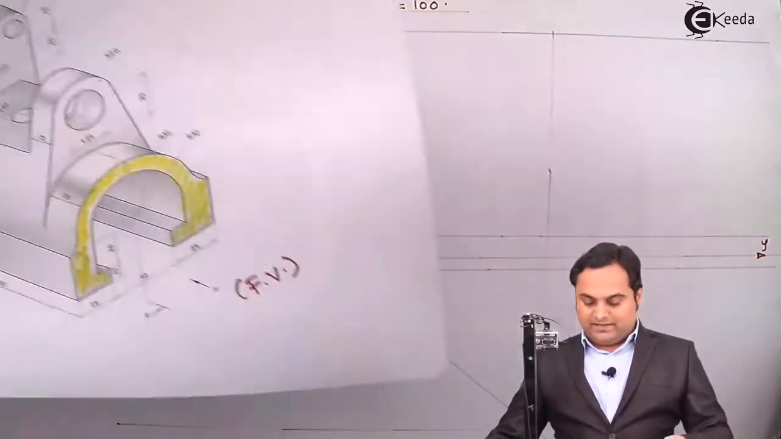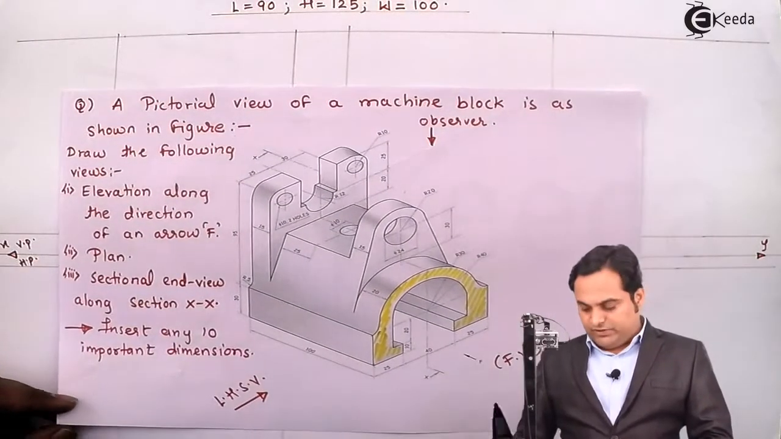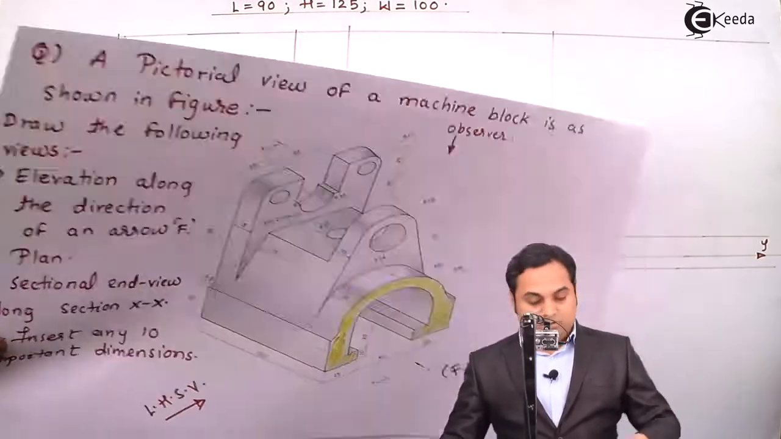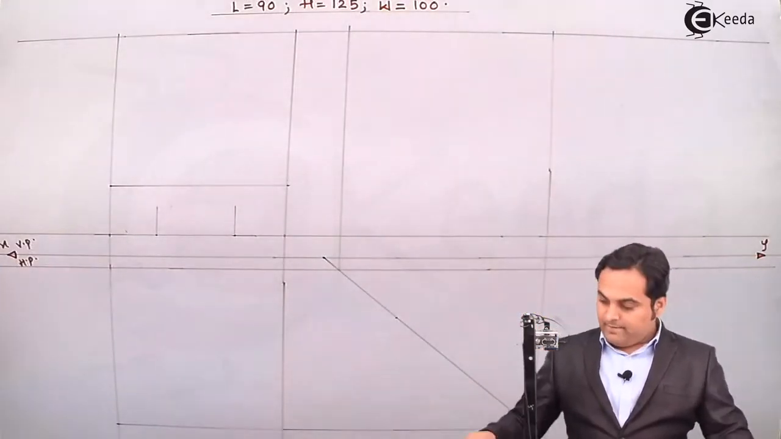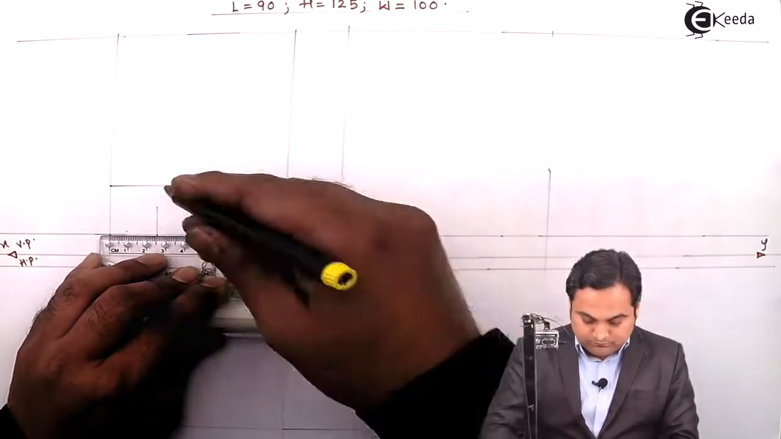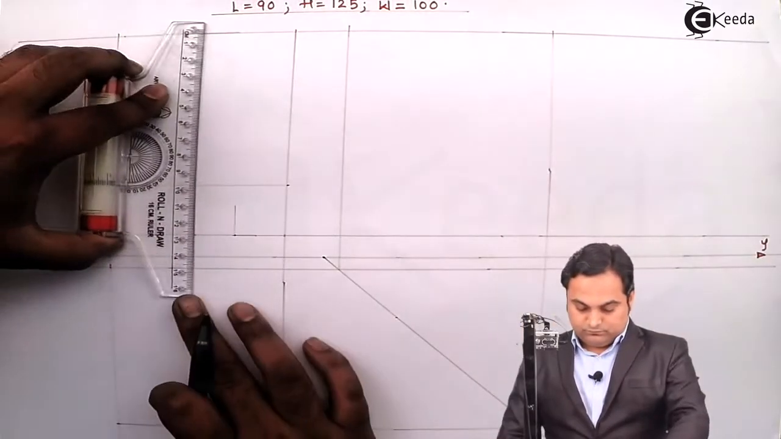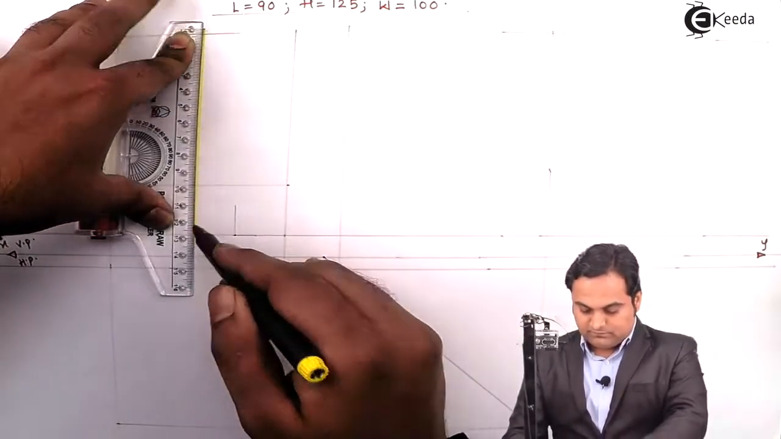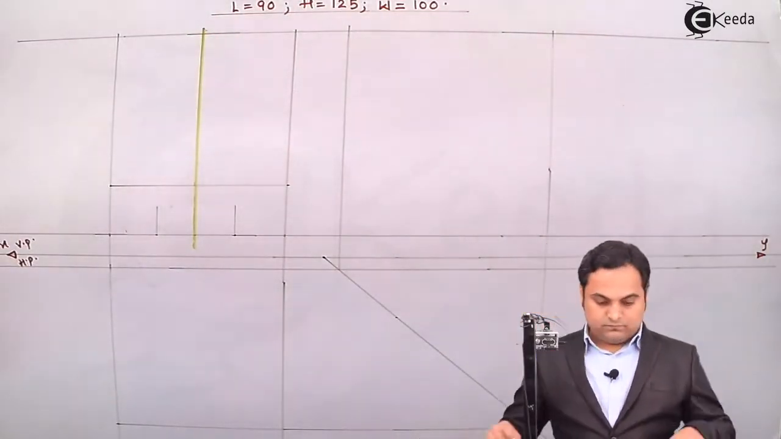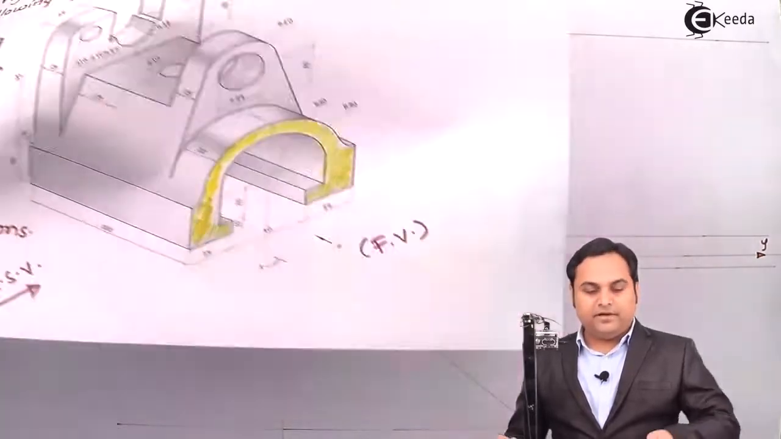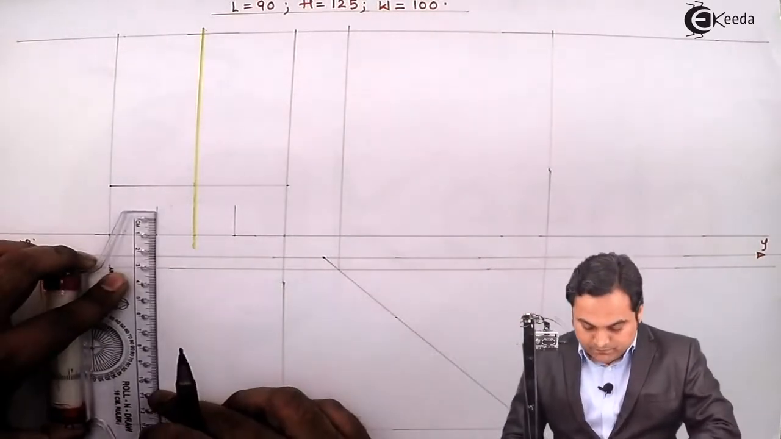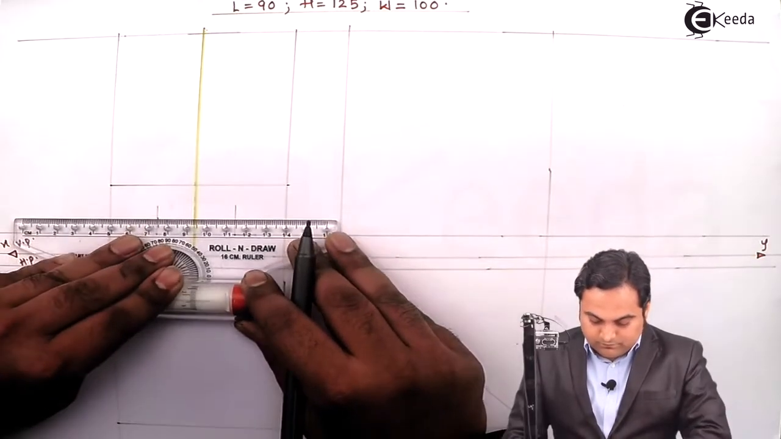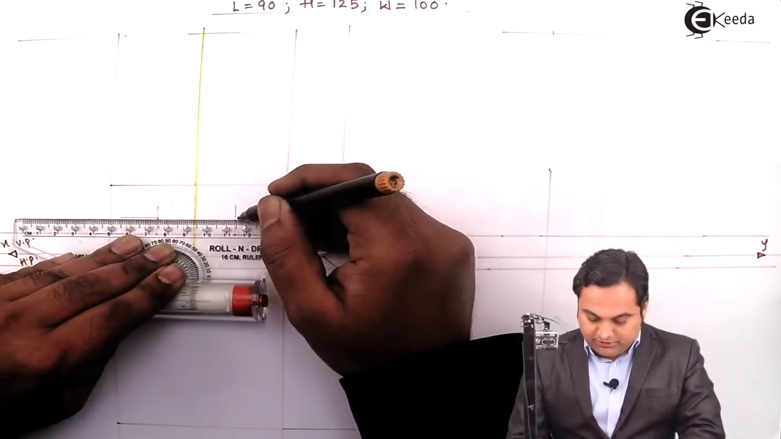So here, in order to simplify this drawing, it is about this center line. The object looks completely symmetric. So first I'll draw the center line. Then 10 mm height, 10 mm height on both the sides. Projecting it back.